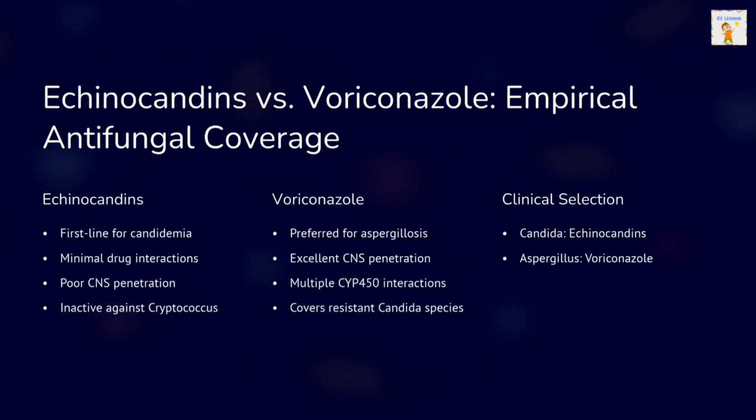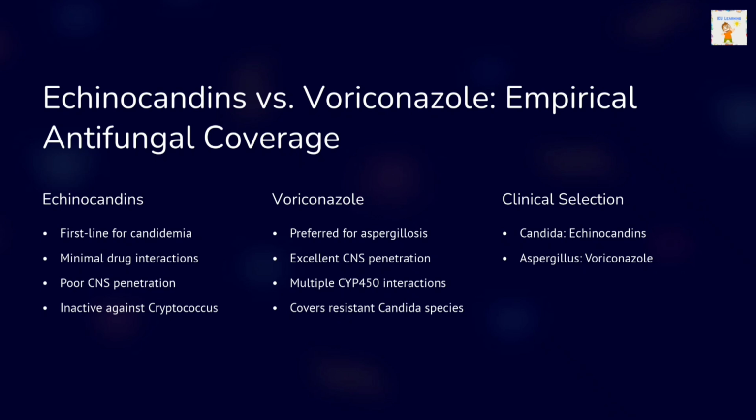Now about antifungals. There are two options generally, echinocandins and voriconazole. So let's see how they perform. If you are suspecting candidemia, echinocandins are first choice. They have minimal drug interactions, but they have poor CNS penetration, so not effective in Cryptococcus. For voriconazole, it is the drug of choice for aspergillosis. It has excellent CNS penetration, however, it has multiple cytochrome P450 interactions, and it covers some of the resistant Candida species as well.